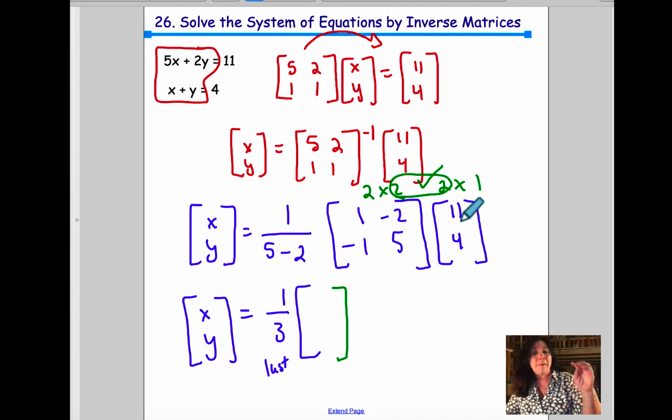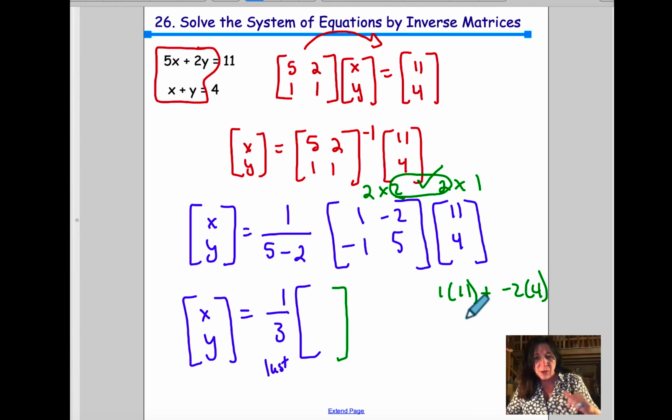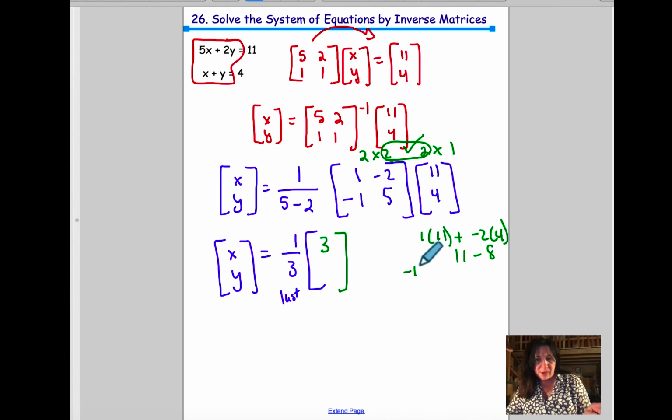So here we go. I'm going row by column. 1 times 11 plus -2 times 4. So that, what is that? 11 minus 8, 3. 3 is awesome. Okay, let's do it again. Row by column. So we go -1 times 11 plus 5 times 4.